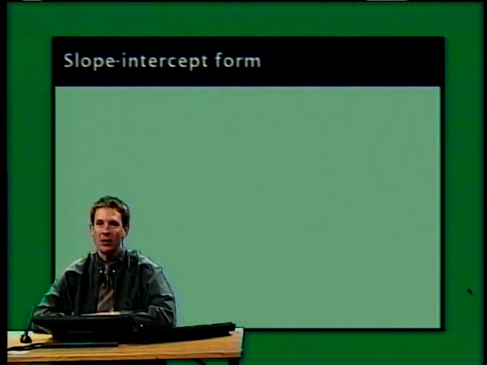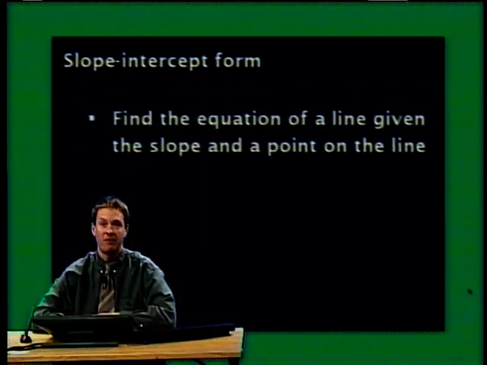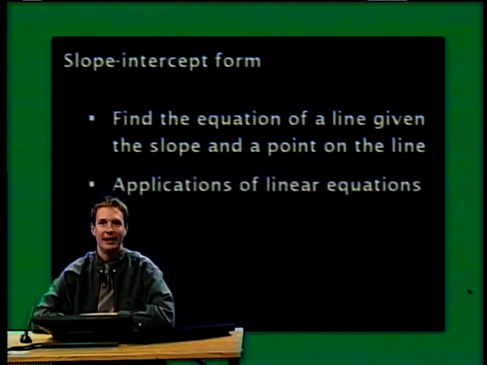Hello, I'm going to work more with the slope-intercept form of the equation of a line. In Candace's examples, she always knew the vertical intercept. I'm going to show you how you can use the form even if you don't know the vertical intercept. We're going to find the equation of a line given the slope and a point on the line other than the vertical intercept. And then I'm going to work a couple of applications of linear equations.